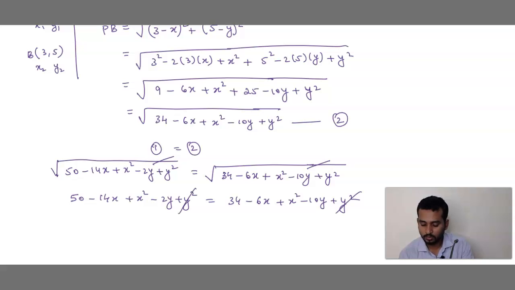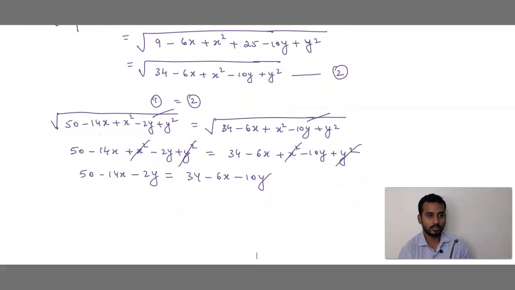Y square gets cancelled, x square gets cancelled. So what is left out here? 50 minus 14x minus 2y is equal to 34 minus 6x minus 10y. Okay, now we take the xy terms to one side and the constant term to the other side. So 50 minus 34 on this side, minus 14x goes to that side as plus 14x, minus 2y comes to this side as plus 2y, minus 6x minus 10y.